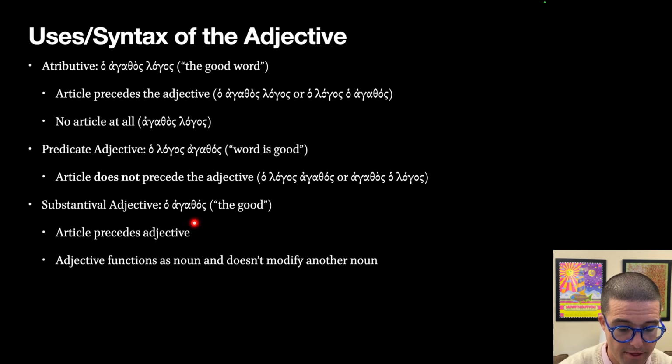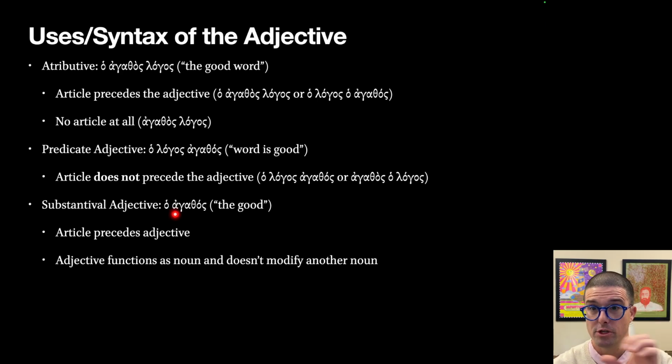So ho agathos can just be the good human. And because Greek inflects for gender, very often it will inflect for the gender of the entity that it's going with. So ho agathos would probably be the good male human. He agathe would probably be the good female human.